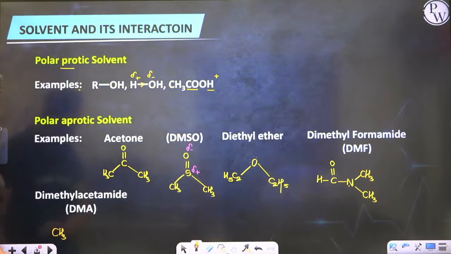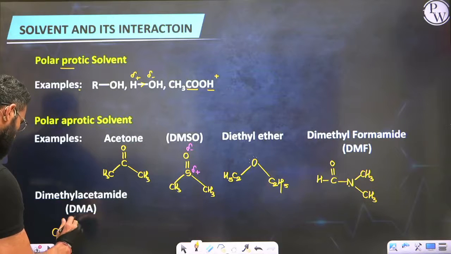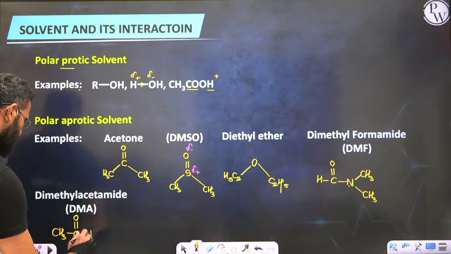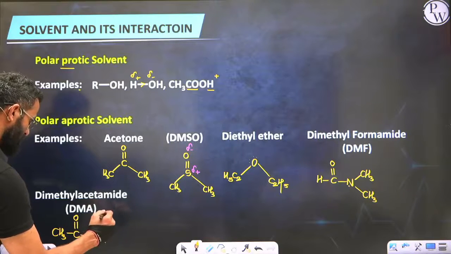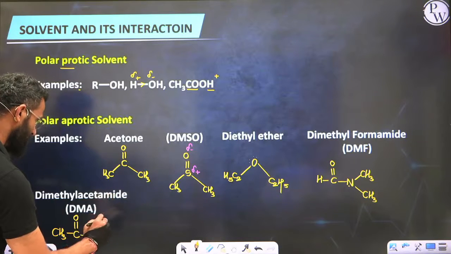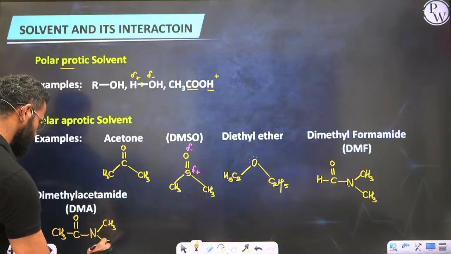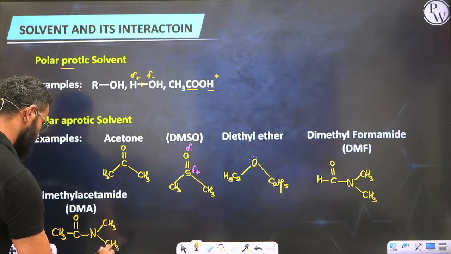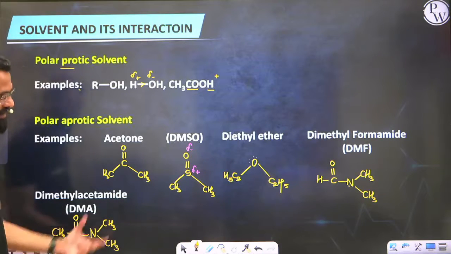So we have got CH3 here, followed by C double bond O, N, and two of the H which would have been protic had it been here. I am replacing those with CH3. So this is what you call dimethyl acetamide.